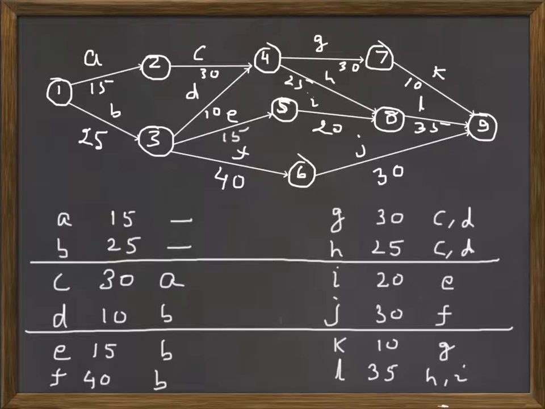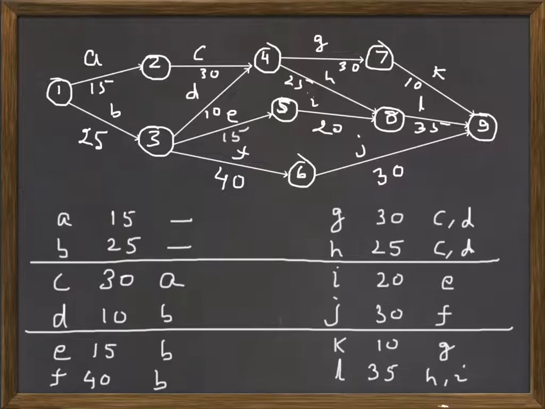Now you can look at the network diagram. Say A. A starts from node 1, and at node 1 there is no activity ending. That shows that A doesn't have any immediate predecessor, and that is right here. Similarly, B also starts from this node where there is no arrow ending, so B also doesn't have any immediate predecessor, which is correct.